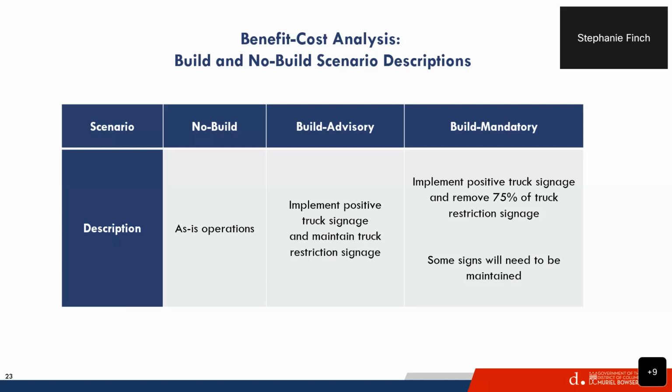And then we also analyzed the build mandatory scenario where the district would put up signs on the positively signed through route network, and then they would remove the majority of the local restriction signs because they would only be enforcing, say, on the through route network. Some signs, some restriction signs would need to be maintained, especially those for geometric concerns like vertical clearance issues.